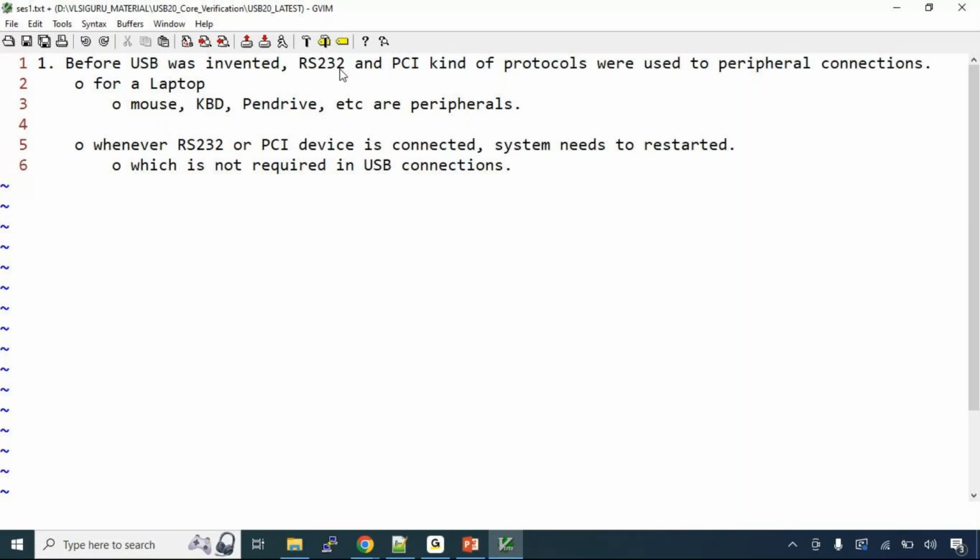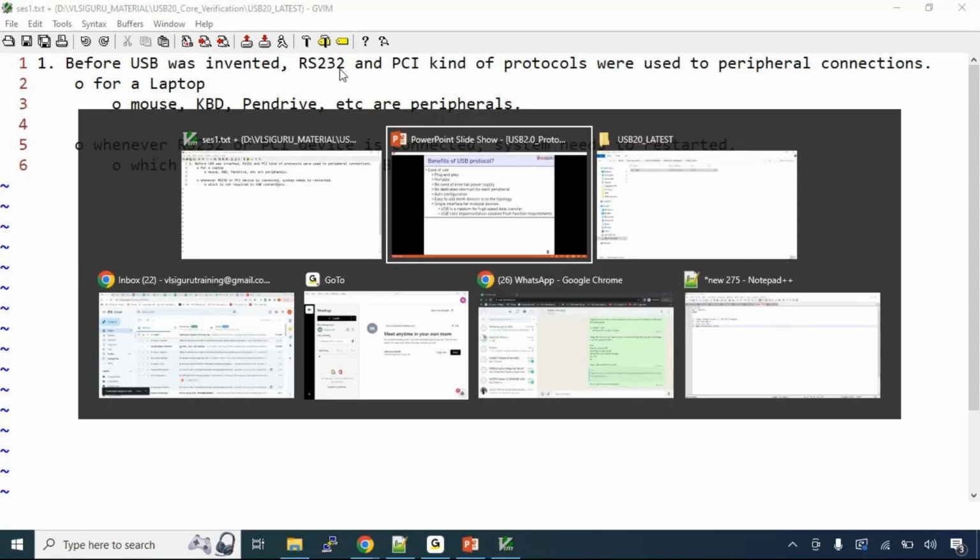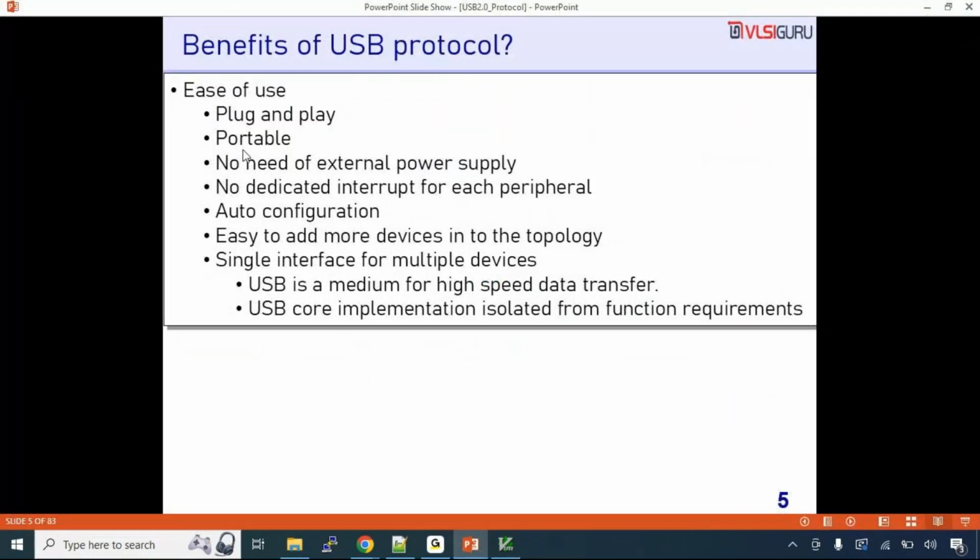We don't restart, right? Yes. Second is portable. You can see the devices, the pen drives, which are very small in size, and they can be carried easily. They don't take much area, all that, right? And most importantly, they don't need any external power supply. You understand what I mean by that?